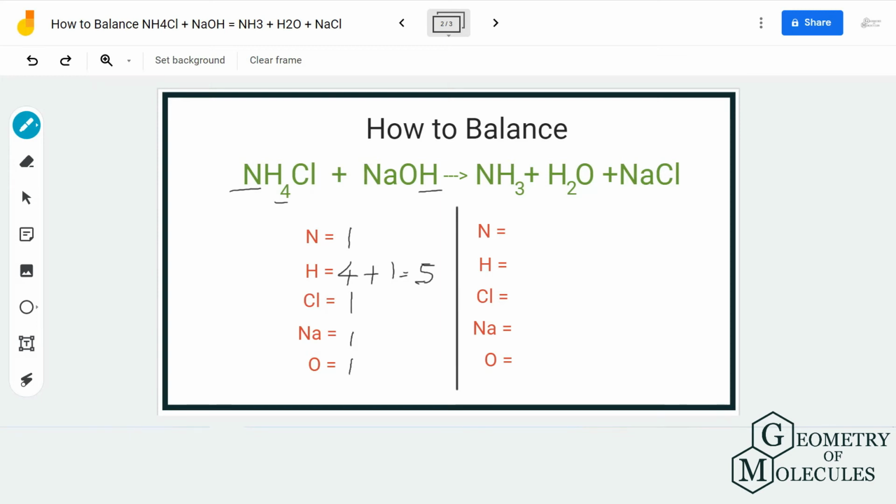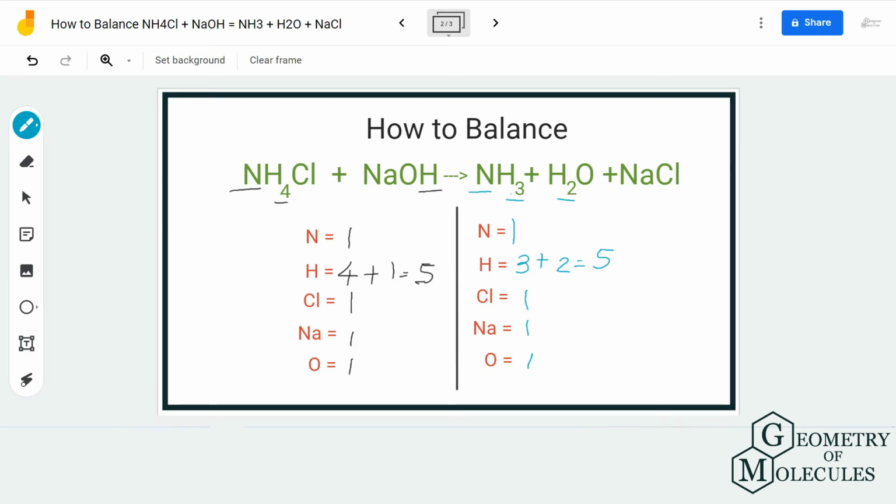Now you have the number of atoms on the reactant side. Let's proceed to the product side. Here we have one nitrogen atom again because of NH3. For hydrogen, now here we have 3 plus 2 over here. Again, remember to count both these hydrogen atoms, because it is important to count all the atoms, right? So we have 5 hydrogen atoms over here. We have one Cl atom, we have one Na and one O.